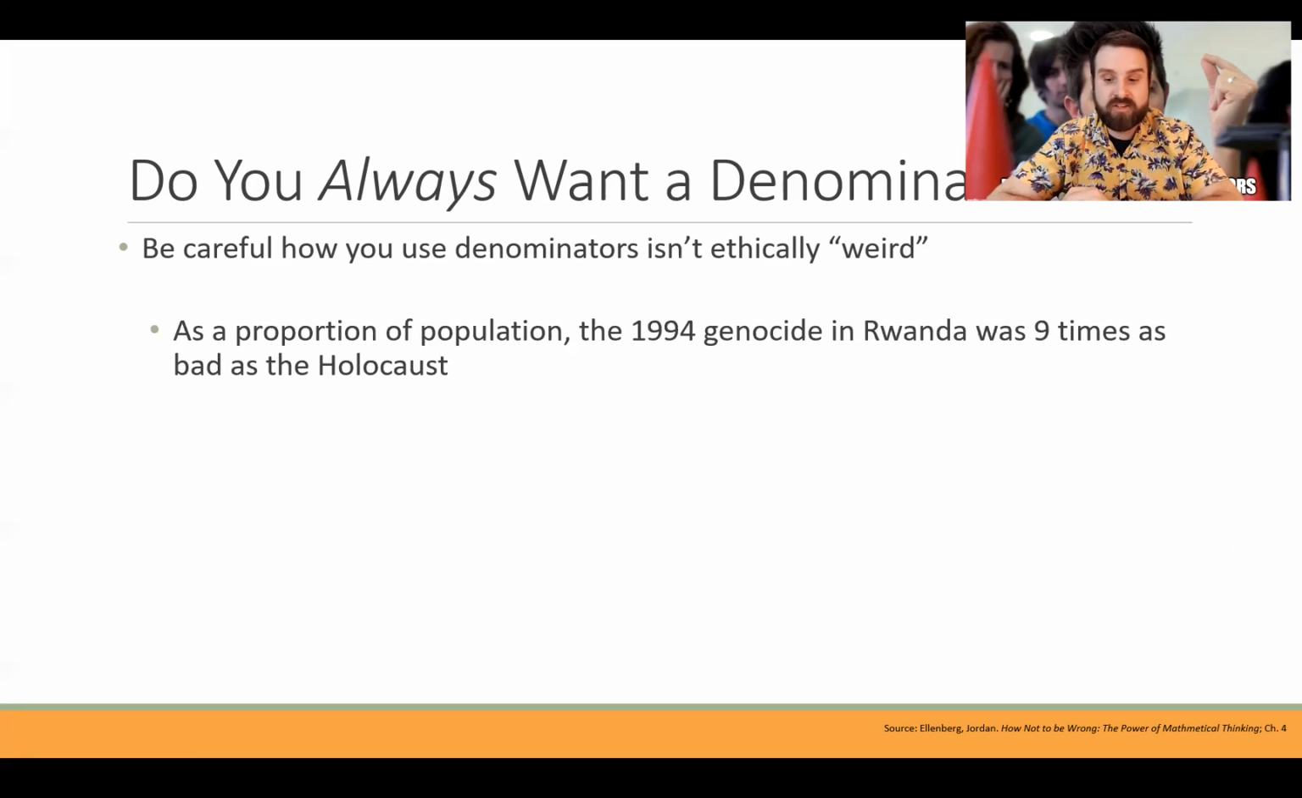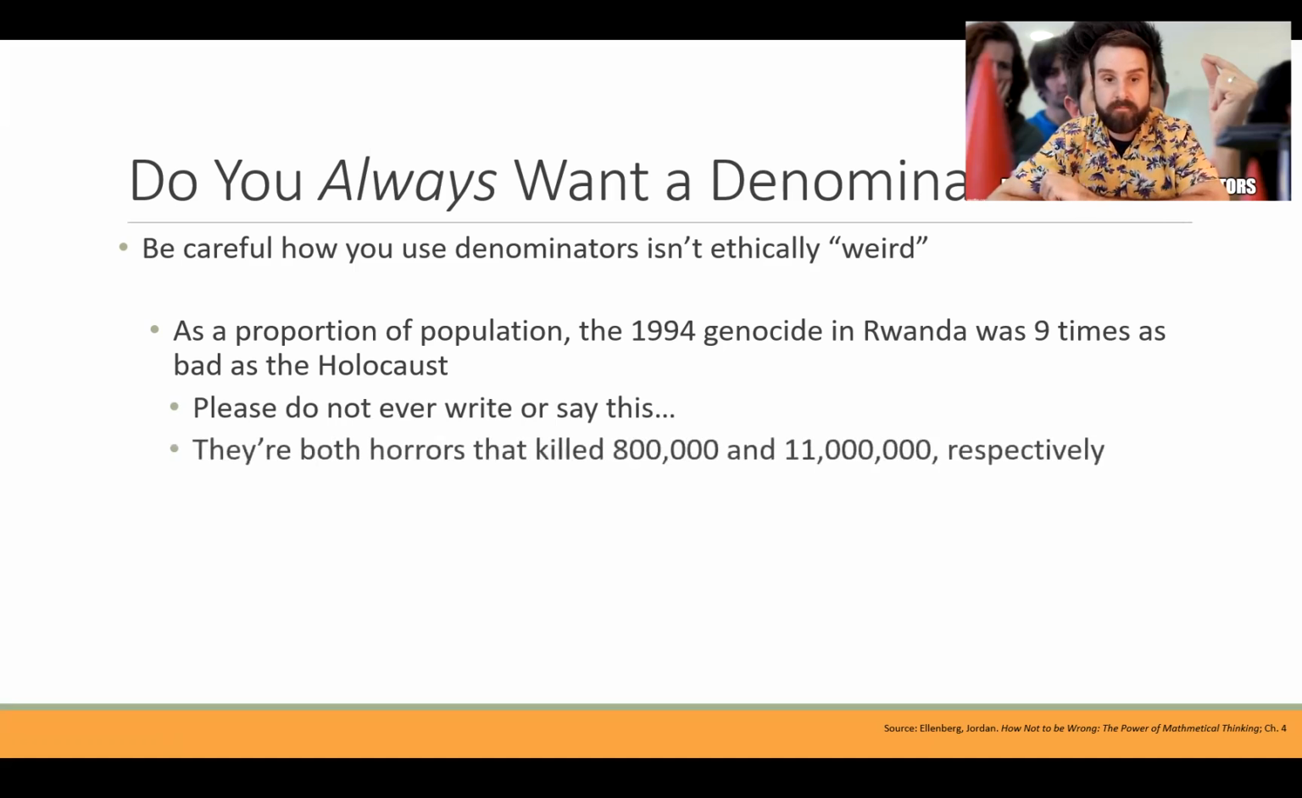So there's no good answer here. All I'm saying is just be cognizant of if it feels ethically weird to be using a denominator. Don't say, for example, as a proportion of population, the 1994 genocide in Rwanda was 9 times as bad as the Holocaust. That's not a good way to put things, even if it's mathematically accurate.